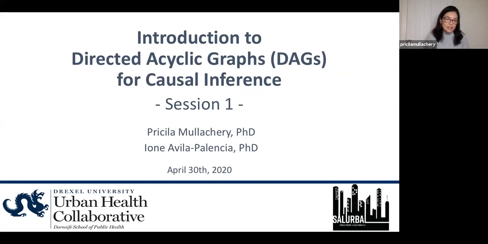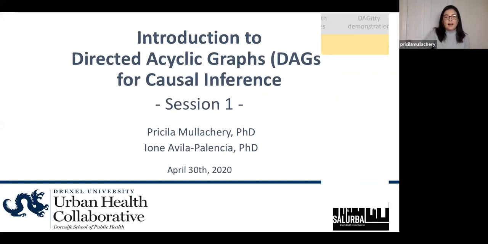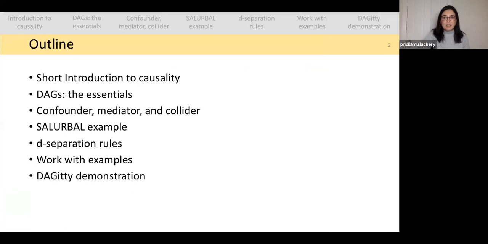Today we're going to have the first session, and there will be a second session on May 11th for those who are currently working on DAGs on their SALURBAL projects, so we can give more specific feedback on their DAGs. We'll give more information about the second seminar at the end of this presentation today.